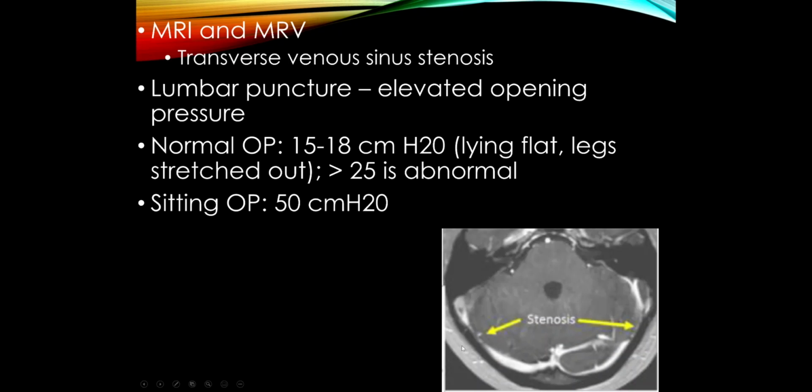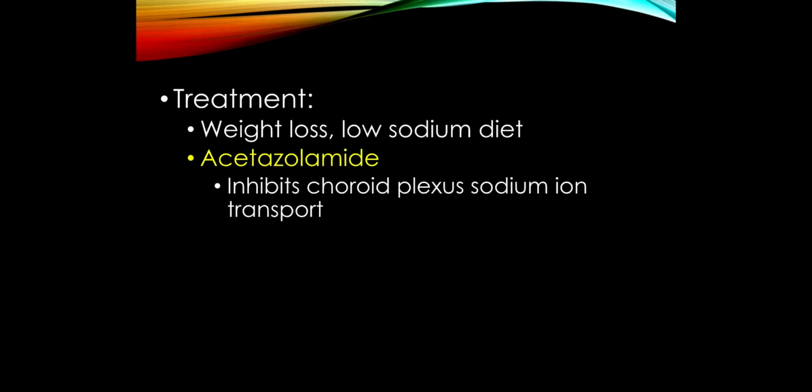All right, so here's an MR venogram. So this is a pretty normal looking transverse sinus here, but notice that the yellow arrows here on both sides, you've got stenosis here, bilateral transverse venous sinuses. So again, frequently that is seen on our MR venogram. All right, so once we've done our MRI, MRV, and lumbar puncture, if all of that fits, we diagnose idiopathic intracranial hypertension. All right, and so treatment here is usually weight loss, low sodium diet.